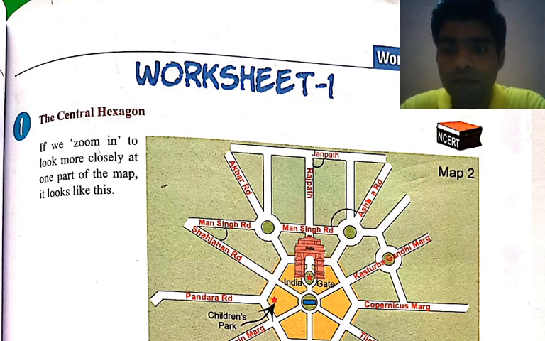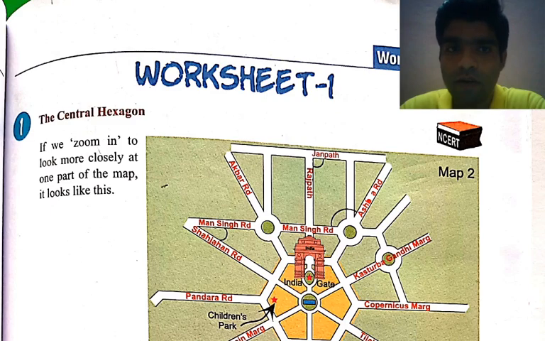Today we start from chapter number 8. Your chapter number 8 is named Mapping Your Way. Now let's start today's new topic, which is the central hexagon. First of all, see the meaning of hexagon. It means a shape with six sides, definitely six sides.